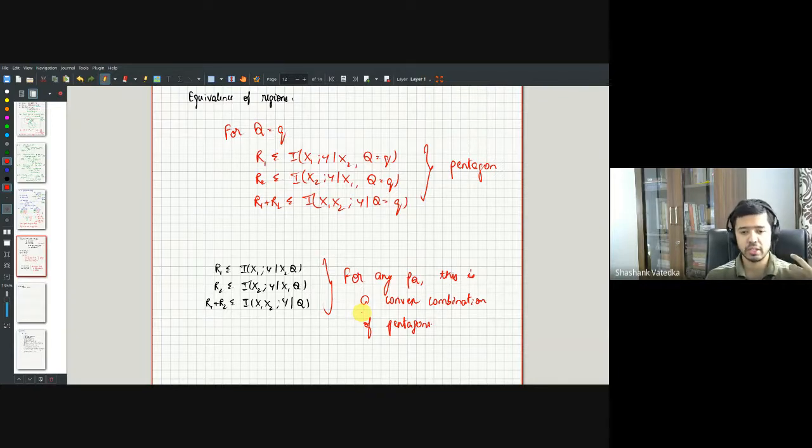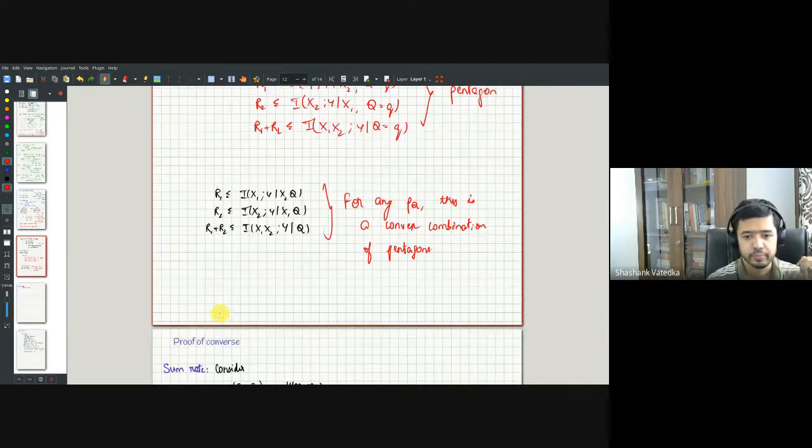And similarly, if you look at any R1, R2 which satisfies these conditions, it is, of course, obtained by some convex combination of points within pentagons. So therefore, if it belongs to this particular rate region, it also belongs to that achievable rate region. Right? So in some sense, these two descriptions are the same. They're both describing the same rate region. Right? Is that clear? Does it make sense?